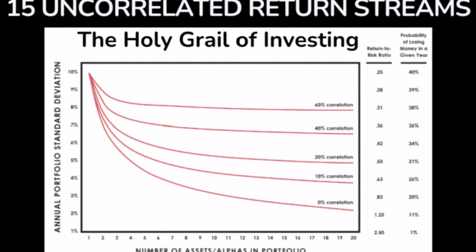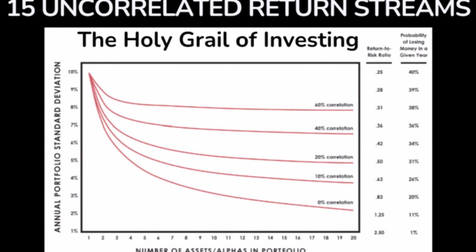The most extreme scenario is when we have 15 assets in our portfolio and these assets have a zero correlation. What happens then is that the riskiness of the portfolio falls to 2%. And as a result, the return to risk ratio increases by a factor of 5 from 0.25 to 1.25. In other words, we are able to increase our return to risk ratio simply by placing more uncorrelated assets into our portfolio. That is the holy grail of investing.